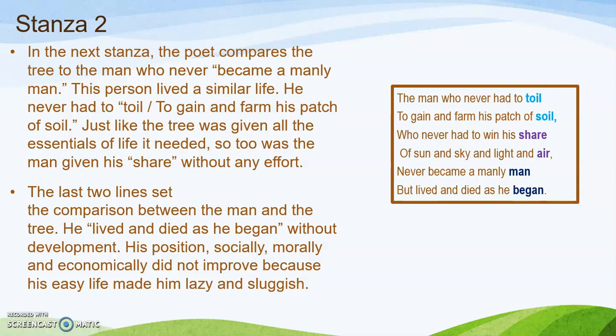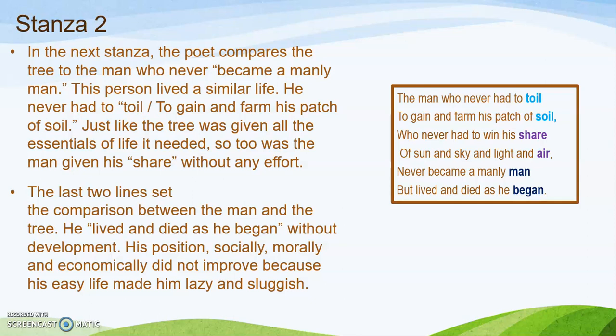Toil means work on your soil to grow something, and growing something from the land takes a lot of hard work. You need to till the soil, you need to put the seed in, you have to continuously water it, and that patch of little soil takes a lot of effort. But the thing is that the fruit that comes out of it is worth it. Just like the tree was given all the essentials of life it needed, so too was this man given his share without any effort. So maybe the poet is hinting towards people who are born rich, who are born in luxury and in comfort, and they never have to fight for anything. So this kind of luxurious, easy life makes them lazy and sluggish. So they don't know how to fight for what they want.